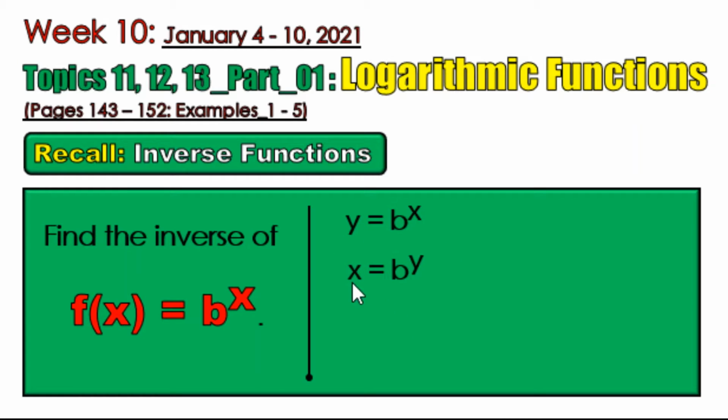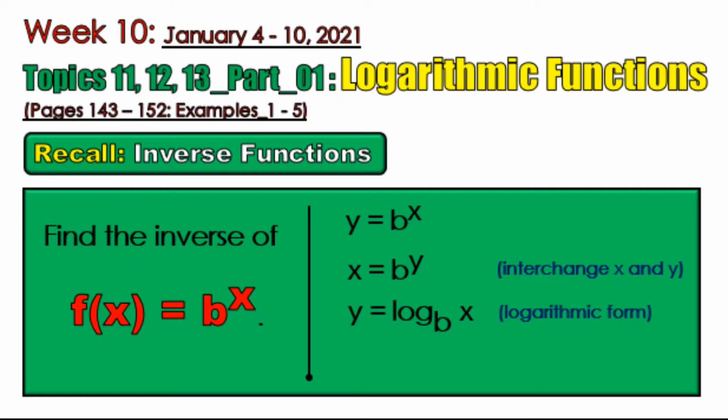Then the second one is to interchange the x and y. So y will be changed to x, and x will be changed to y. And then we will be solving for y in terms of x. So we will be expressing this in logarithmic form. Remember, this is the base, the exponent is the answer of your logarithm, and x is the argument.